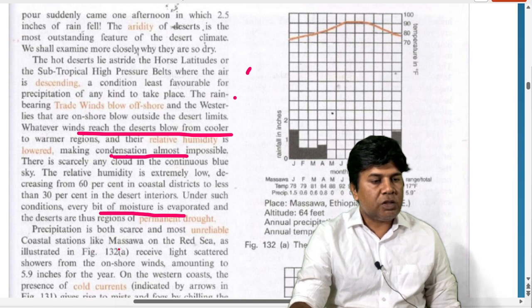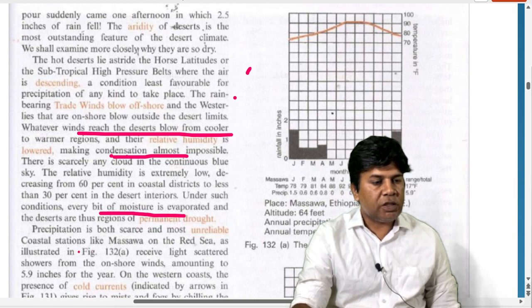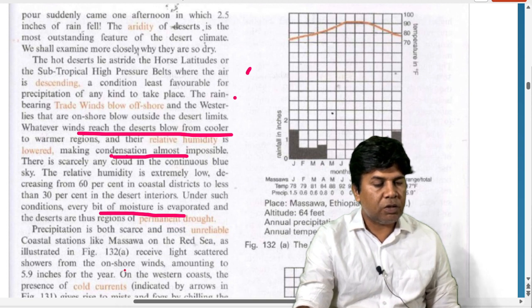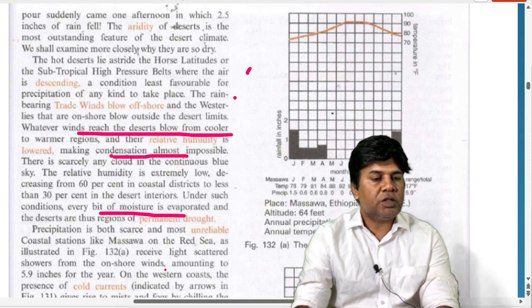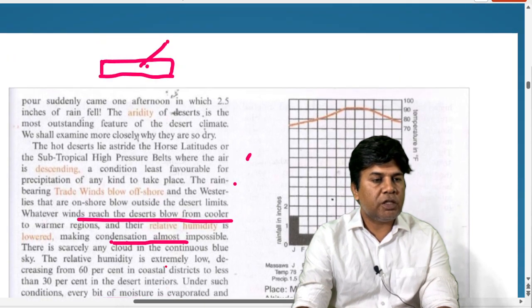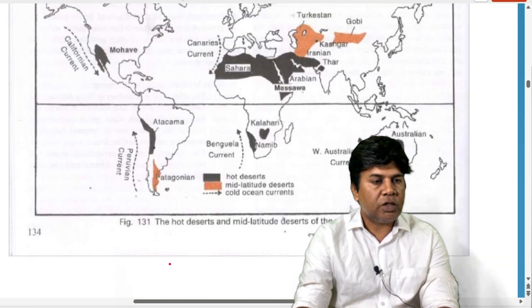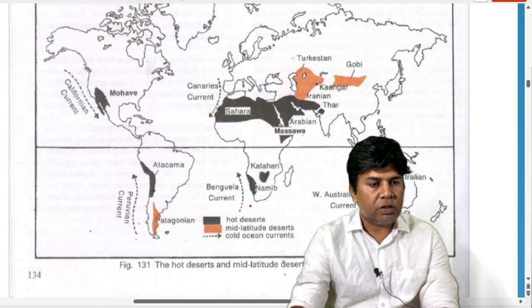A coastal station like Massawa on the Red Sea, as illustrated in the figure, receives light scattered showers from the onshore winds amounting to 5.9 inches for the year. Massawa, basically, is situated on the Red Sea. That's why you can see this is where Massawa is.